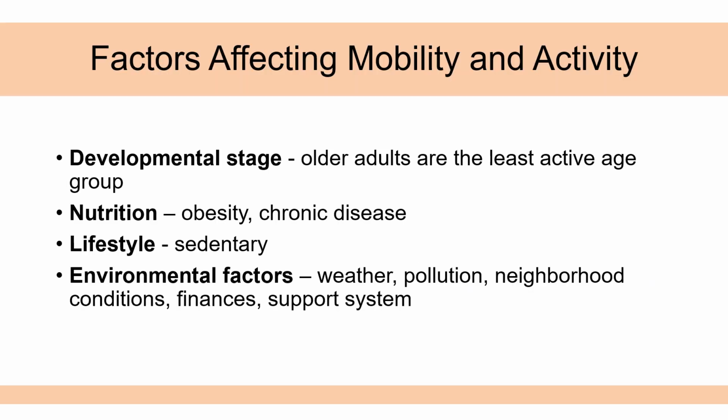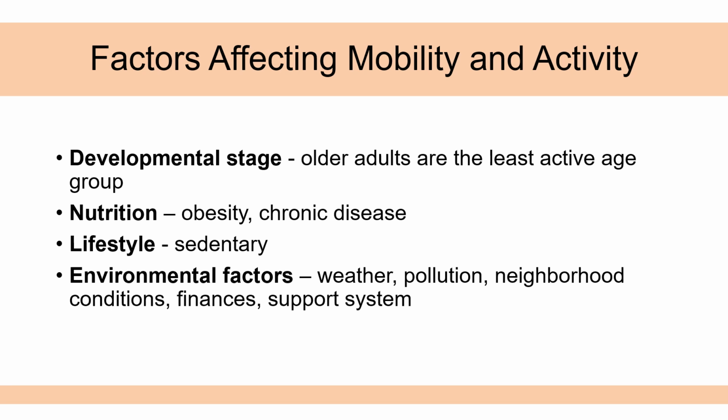So now let's talk about factors affecting mobility and activity. First up is developmental stage. Depending on how old you are, what developmental stage you're in puts you in a category of what type of activity you're going to do. When we're born, we are total care, right? We're babies. We have to have everything done for us. Versus when we start walking, we are more mobile, we start running. And then as we get older, we kind of choose what kind of activities we're going to do. Older adults are the least active age group, and they're more likely to participate in fitness activities rather than going outdoors and sporting. So it just depends on preference.